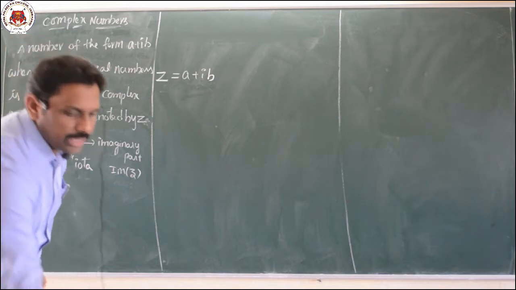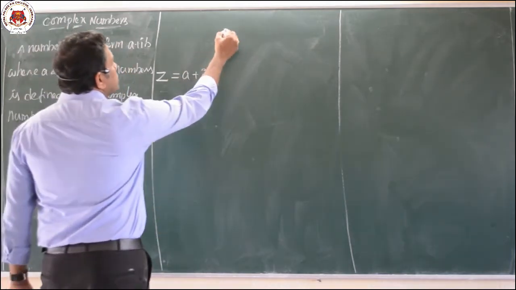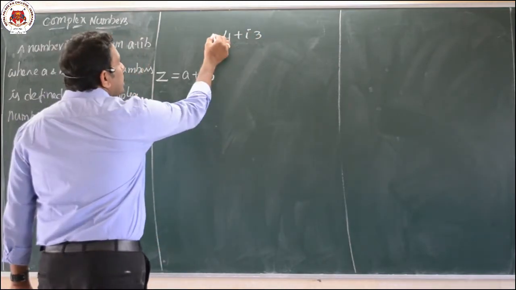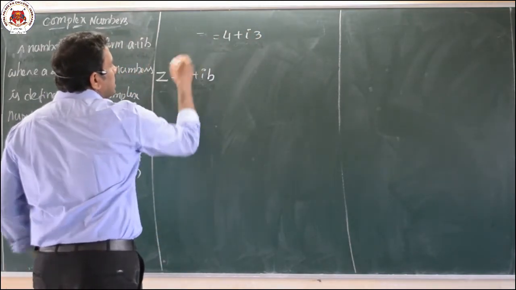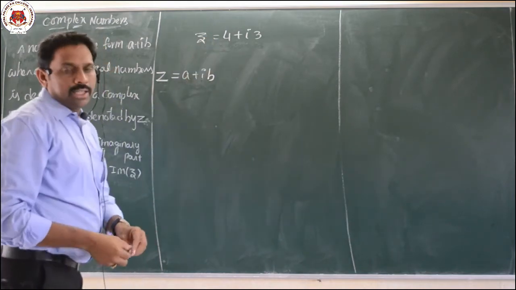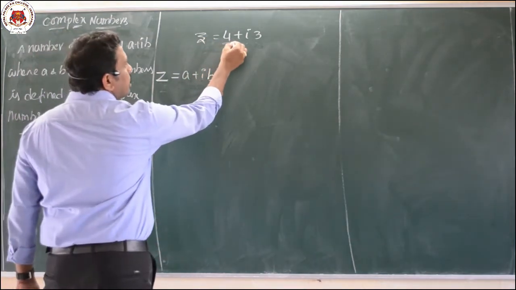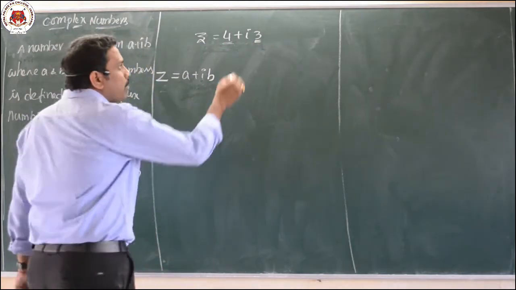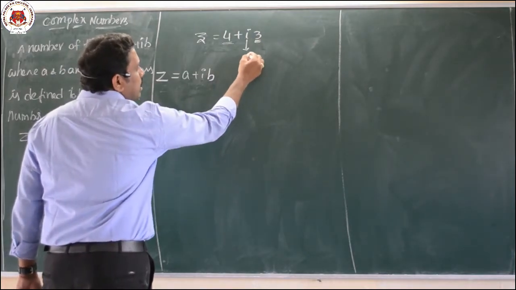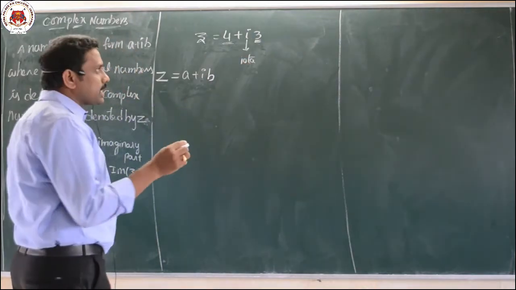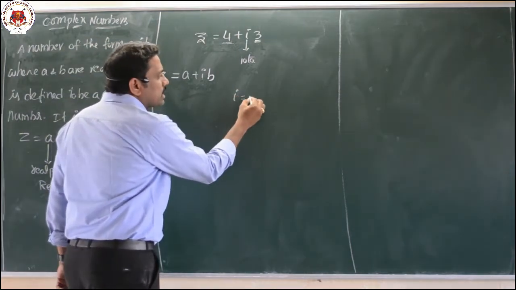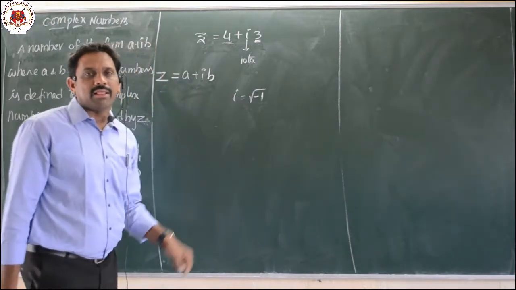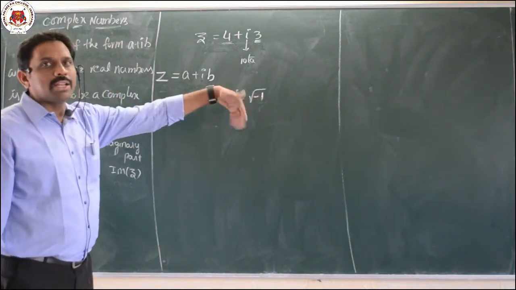We will take one example. Suppose one number is like this: 4 plus i3. This is called a complex number. Why? Because a complex number is denoted by the letter Z. So this is Z. Here 4 is called the real part, and 3 is called the imaginary part. About i, just now I said it is called iota. What is i? i means the square root of negative unity. The square root of negative unity is called iota.